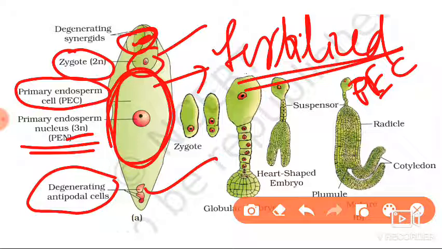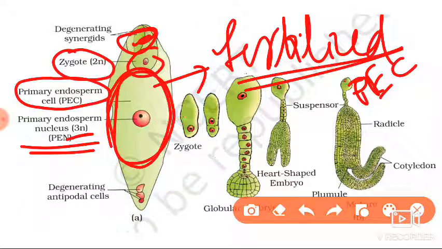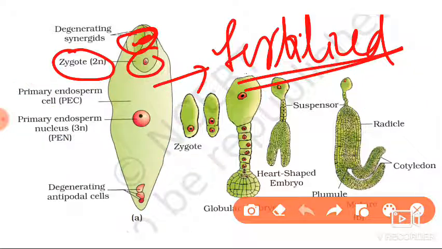There is no complication at all, very simple. In your NCERT also they have given double fertilization in a very simple and easy way. You just have to remember what exactly is going to happen. This is about double fertilization, and I think all of you understood this concept.